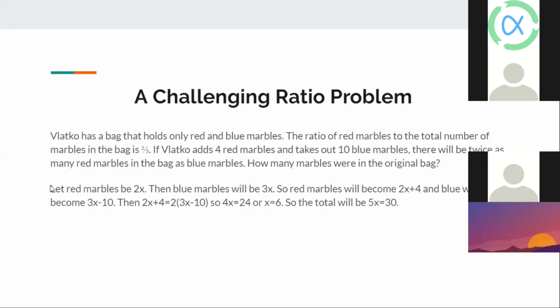So if you let the number of red marbles be 2x, then the total number of marbles has to be 5x. And since there's only red and blue balls, the number of blue marbles will be 3x. And if you add 4 red marbles, it's going to become 2x plus 4 for red marbles. And if you take out 10 blue marbles, it's going to become 3x minus 10. So 2x plus 4 has to be equal to 2 times 3x minus 10. So you're going to get 4x is 24, or x is equal to 6. So it's asking how many marbles were in the original bag. And the number of marbles in the original bag were 5x. So 5 times 6 is 30.